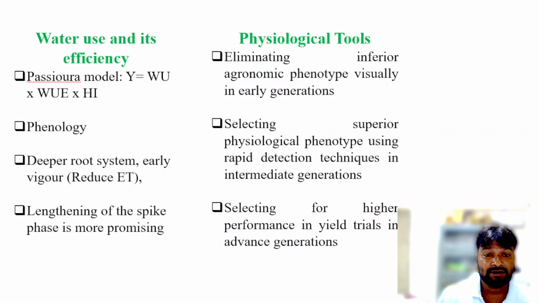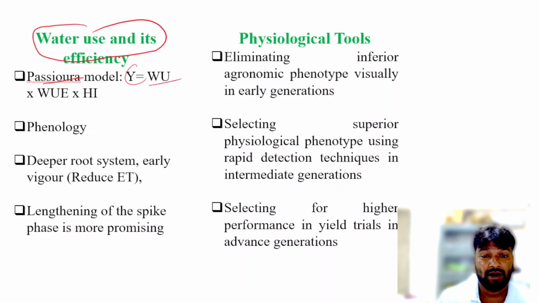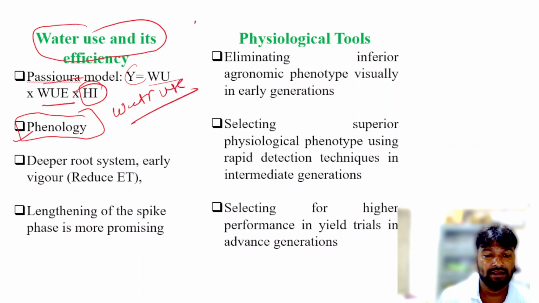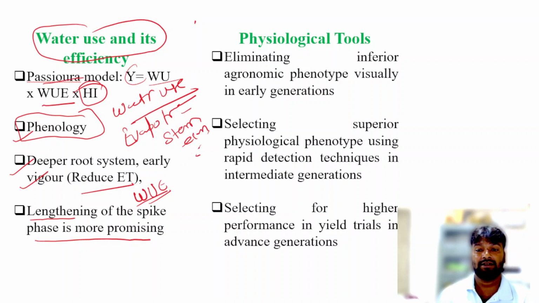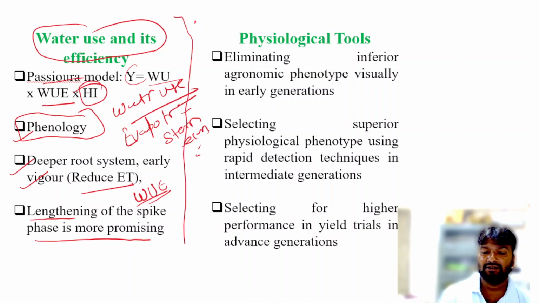Okay. Next point is water use and its efficiency. Passioura developed a model where yield is related to the water use, how much water is applied, how efficiently it is utilized, and the harvest index. So phenology is also important, which is related to water use. Deeper root system and early vigor reduce the evapotranspiration. Also lengthening of the spike phase is more promising because this phase is more water use efficient than the stem elongation. So in this way we can improve the water use efficiency.